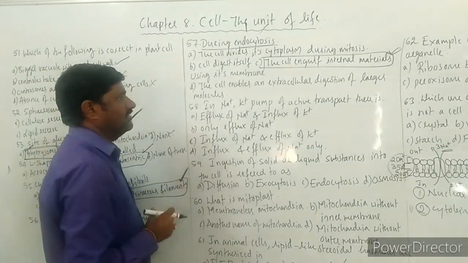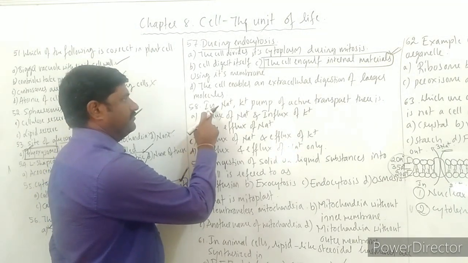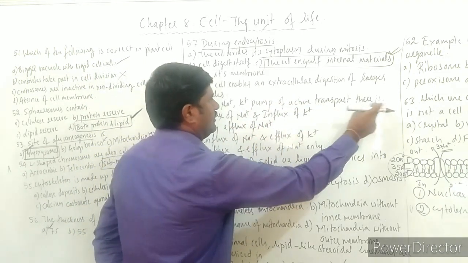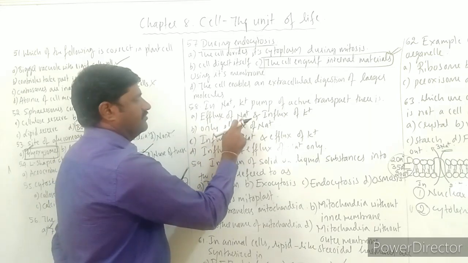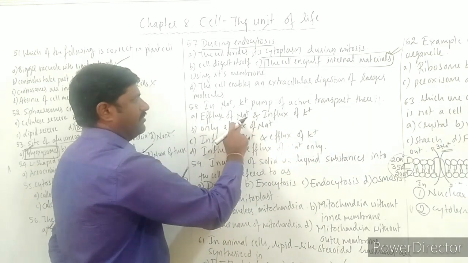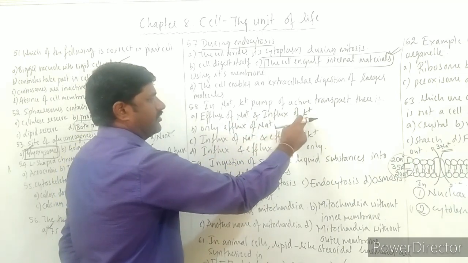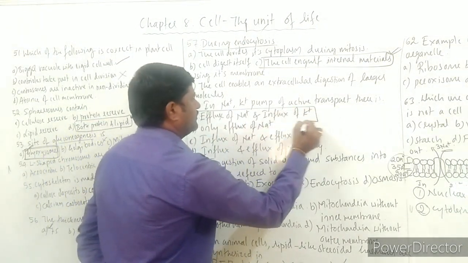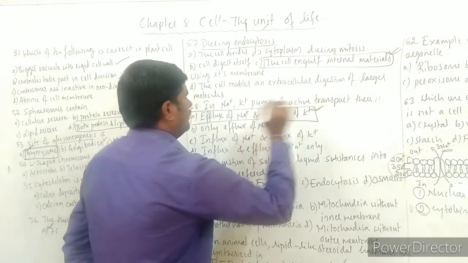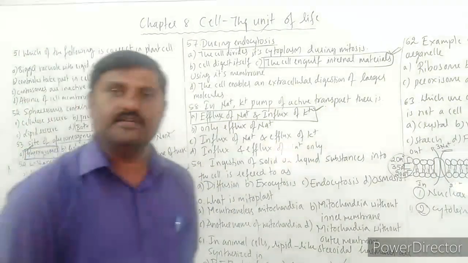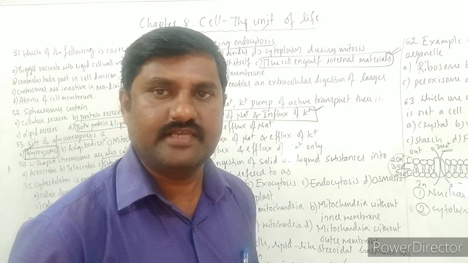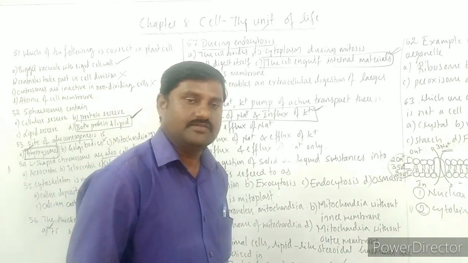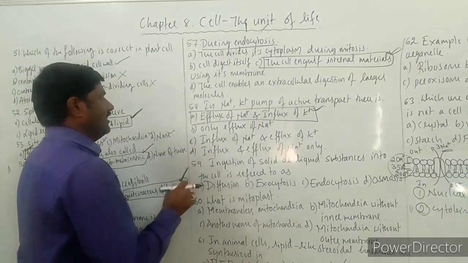Here, the correct option for this question, see here once again the question: in the sodium potassium pump of active transport, there is efflux of sodium. There are 3 sodium ions that went outside the cell and influx of potassium, 2 entered in. That's why this is the correct answer for this question. Efflux means ejection of the molecule outside the cell, and influx means taking in the ions. Okay, then next question.